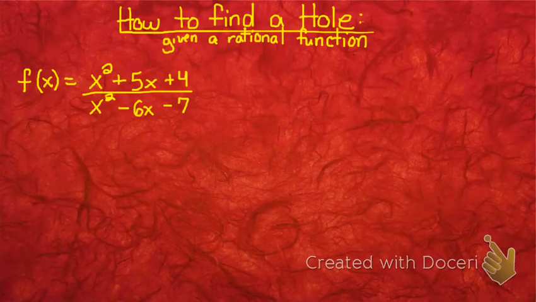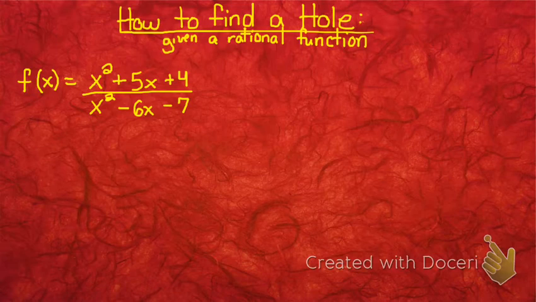Hello everyone. Now I'm going to show you how to find the hole of a rational function. First of all, a hole is basically a point of discontinuity, which is basically a value that will make the numerator and denominator both equal 0. How to find that algebraically? The first thing you have to do is factor.